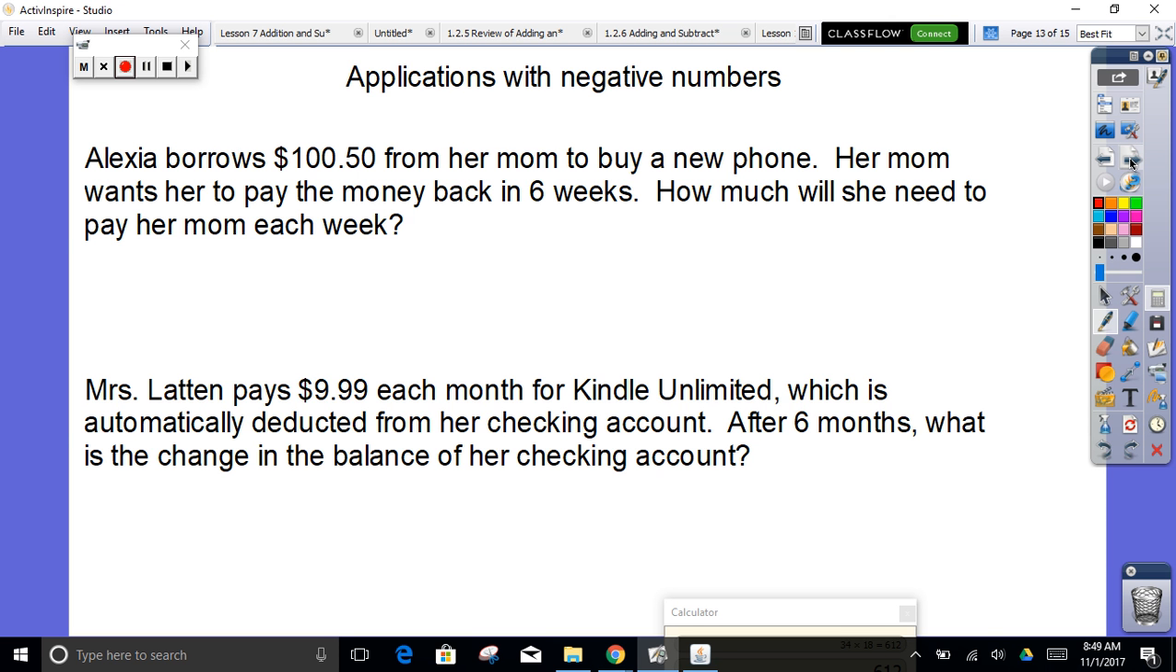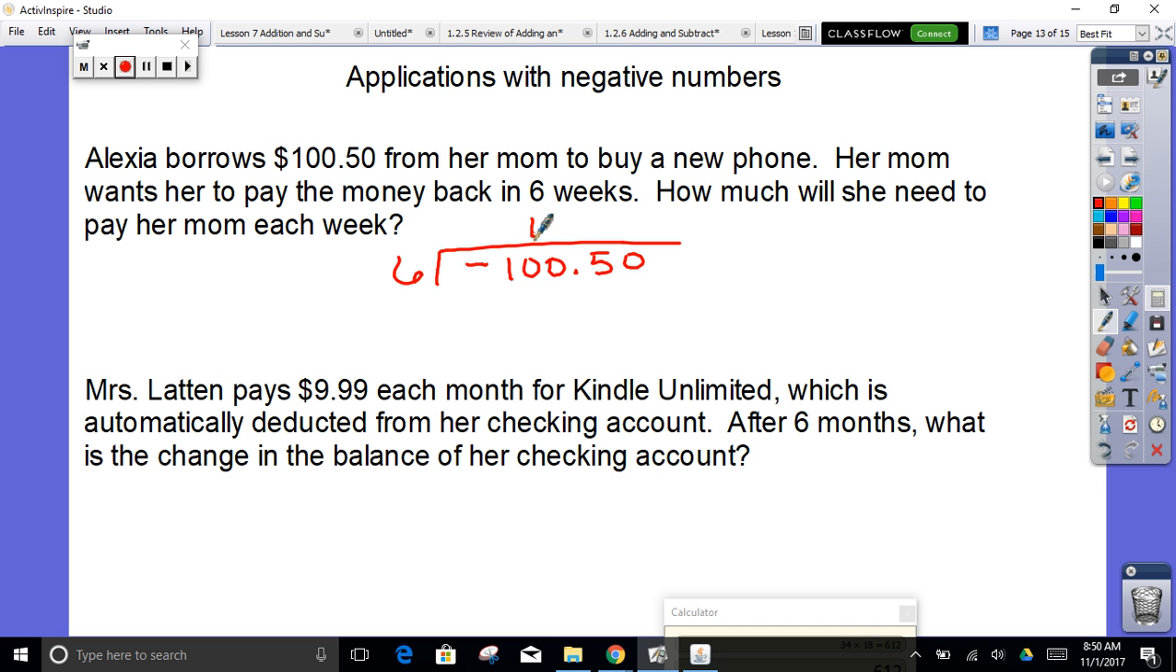Could I make one of those numbers negative? Yeah, why might I make that number negative? Yeah, she's borrowing the money, so I would have negative $100.50 divided by 6. I don't really need to put the negative sign when I do my division. I could add it in at the end.